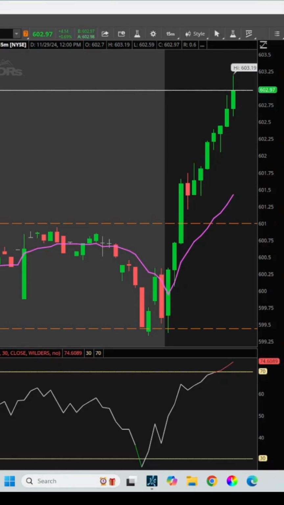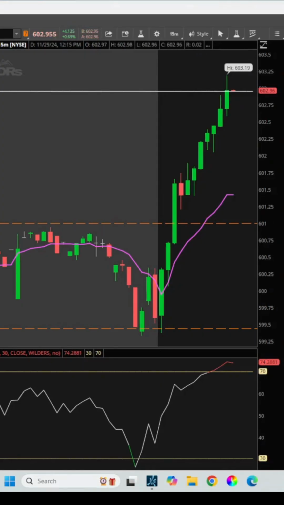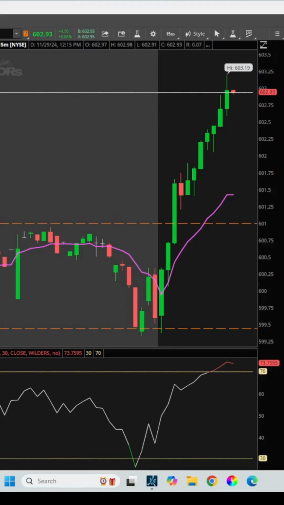Look for confirmation from other indicators like candlestick patterns or volume spikes. Stop loss. For long positions, set your stop just below the VWAP, if VWAP acts as support. For short positions, set your stop just above VWAP, if VWAP acts as resistance.